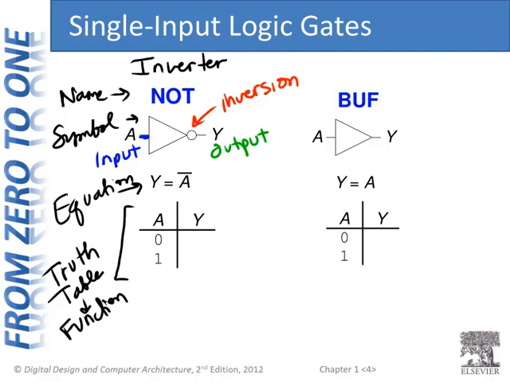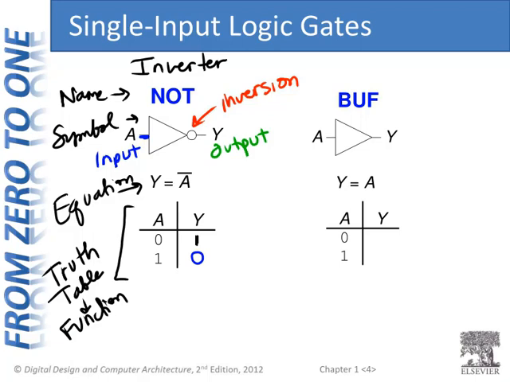So A can either be 0 or 1. If A is 0, the inverter takes the inversion of that 0 and turns it into a 1 on the output. If the input, on the other hand, is 1, then the inverter, or the NOT gate, will again invert it and make it a 0.